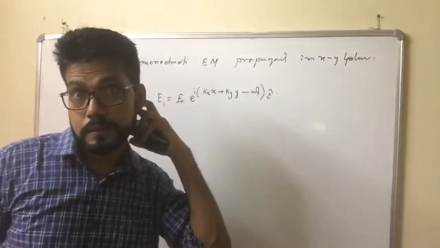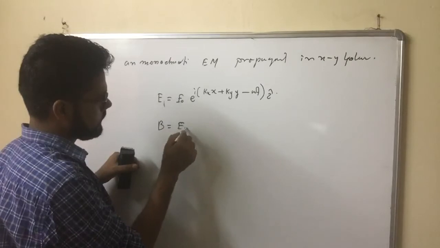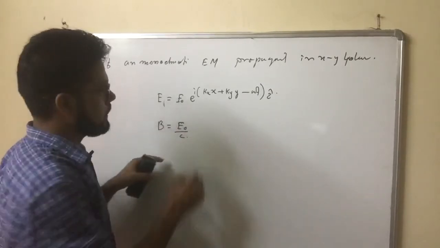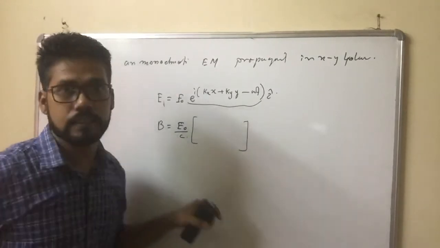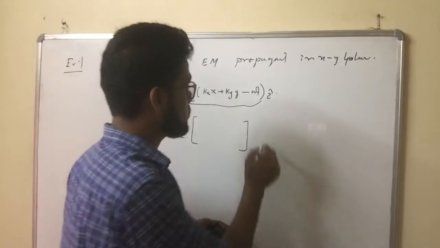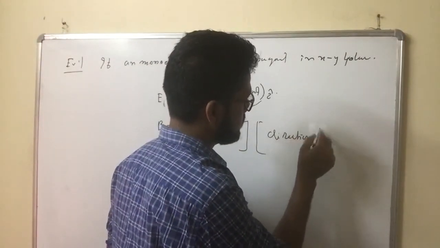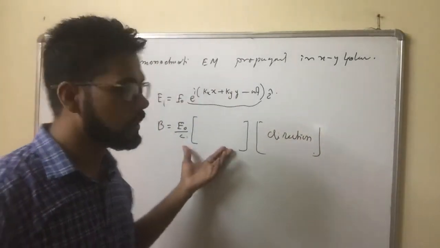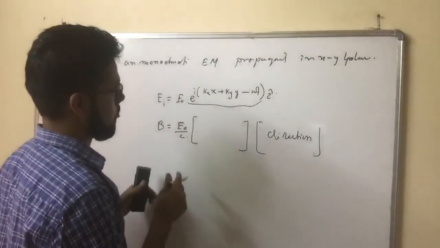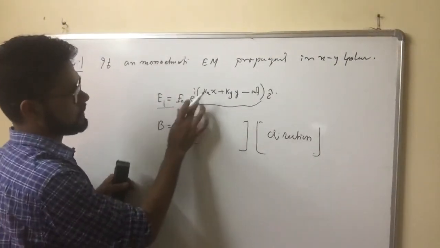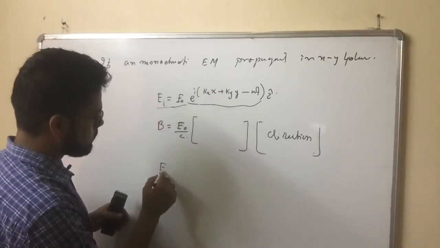How can you find out the direction? Suppose the magnetic field, this E naught by C, will remain the same. This part will remain as it is. No need to change anything. Only you have to set the direction. Direction you have to find out. Direction is necessary, so in the exam, no need to do anything else; you set the direction. Now what is the direction of K? Can you tell me?